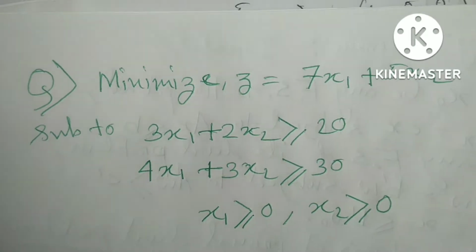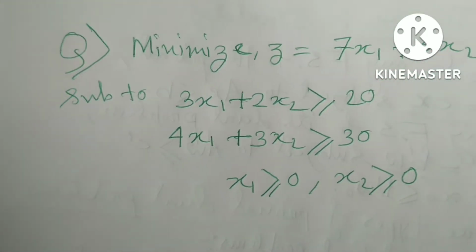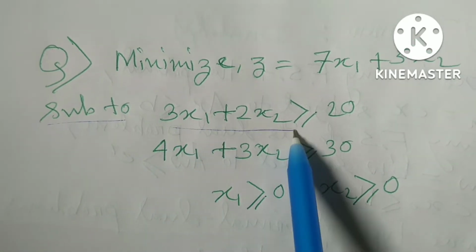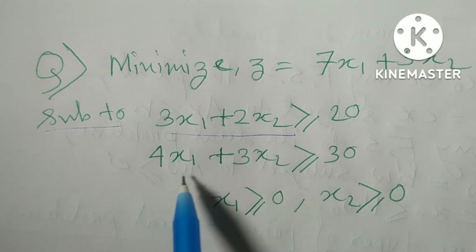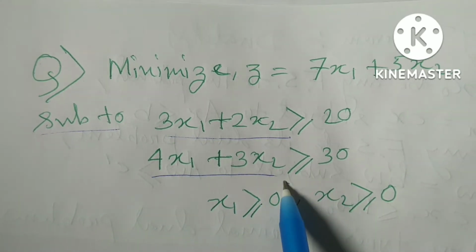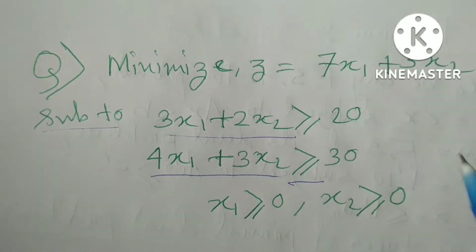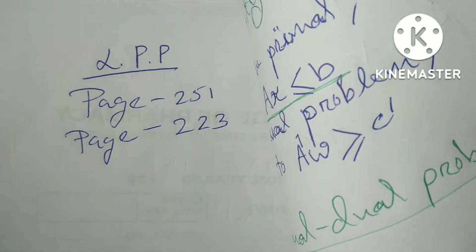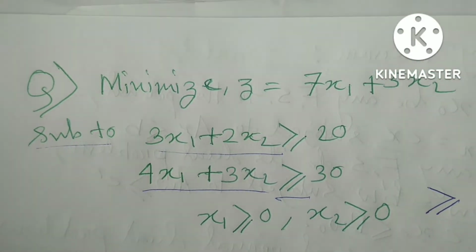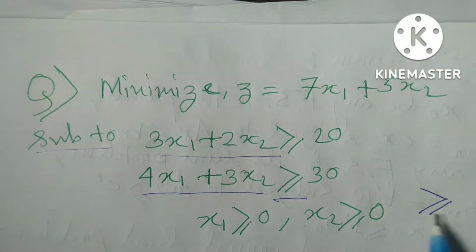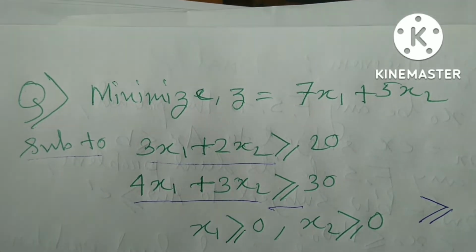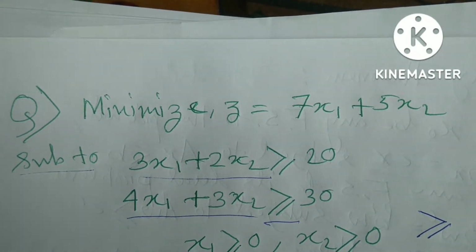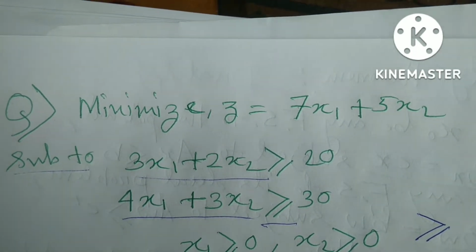Minimize Z = 7x1 + 5x2 subject to 3x1 + 2x2 ≥ 20 and 4x1 + 3x2 ≥ 30. I have already told in my class that when it is minimization, then it is greater than or equals to. So this is the greater than or equals to. Whatever you see, that corresponding problem I can write in dual form.